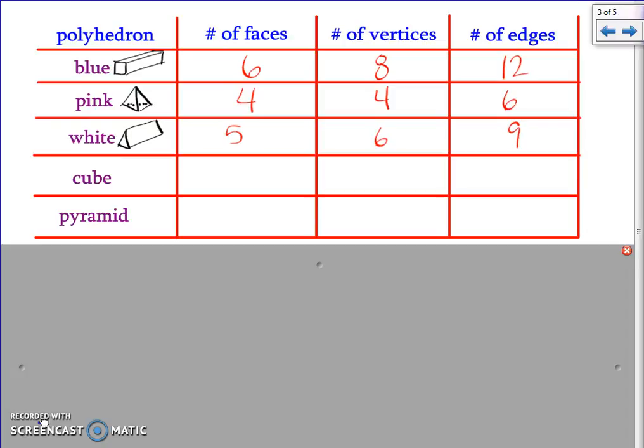Okay, now let's think about a cube. A cube is really going to be really similar to which of your shapes? The blue one. It was this blue one, but it's shorter. So would it have the exact same numbers as the blue one? Yes, it would. All right. A pyramid. These are like the pyramids over in Egypt. What shape is on the bottom of those? Square. Okay, so we have.